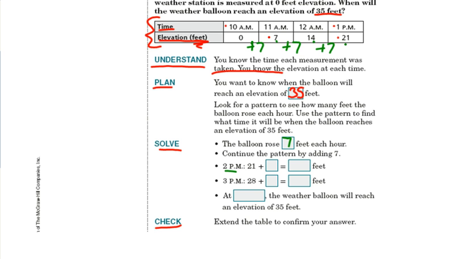So at 2 p.m., it would be 21 plus 7, which we know is 28 feet. At 3 p.m., it'll be 28 plus 7, which is 35 feet. And remember, 35 feet is what you wanted to reach. So at 3 p.m., the weather balloon will reach an elevation of 35 feet. Pretty straightforward.